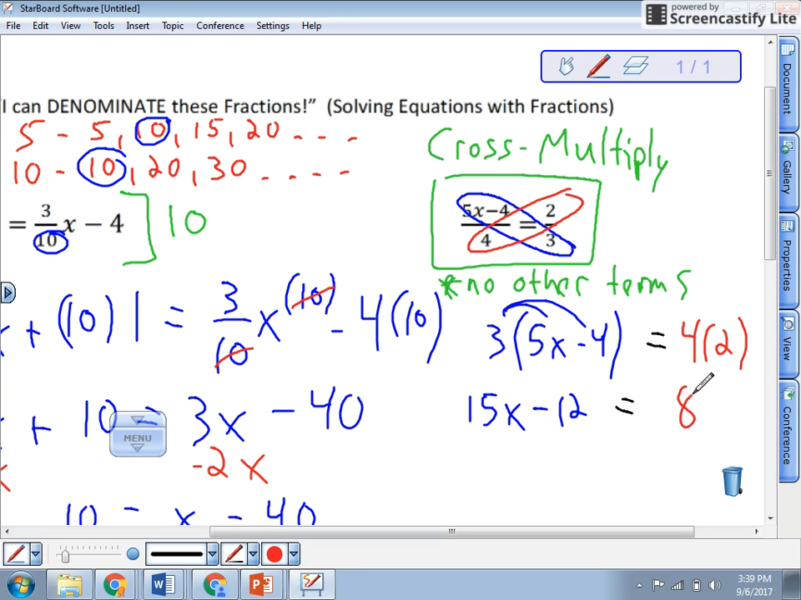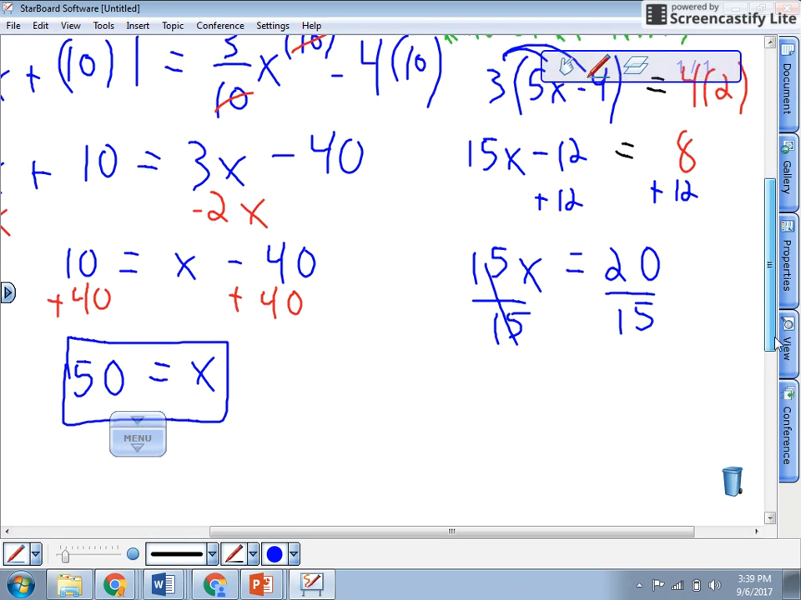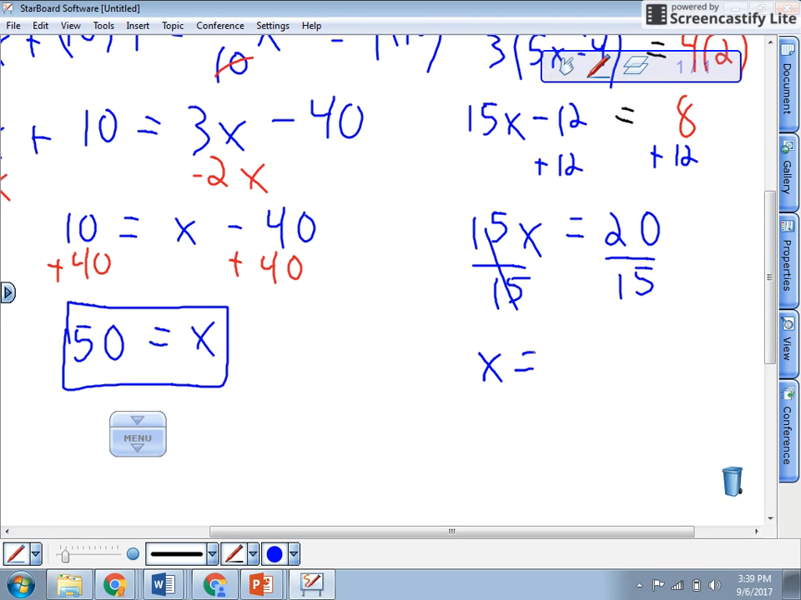Now I get x by itself. So to do that, I'm going to add 12 to each side. So we're going to add 12 here, add 12 here. When I do that, I'm going to be left with 15x equals 8 plus 12 is 20. Want to get x by itself, opposite operation. So I'm going to divide by 15. Divide by 15. So that'll cancel out. I'm going to be left with x equals 20 over 15.